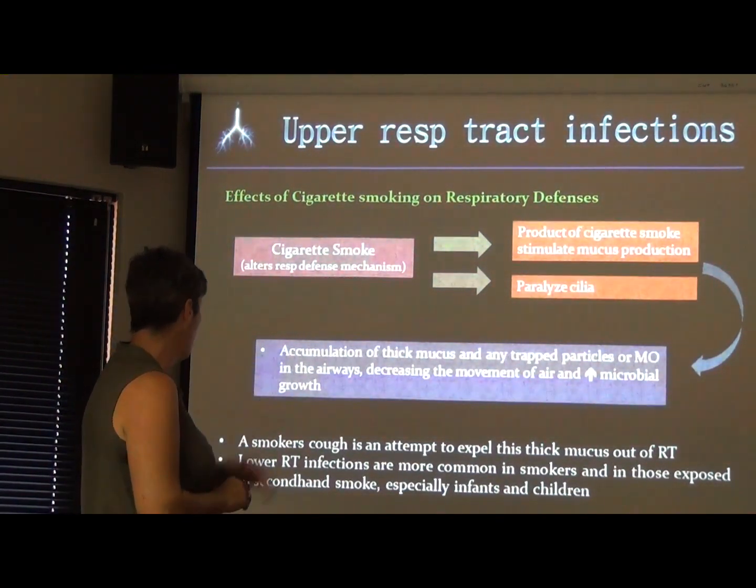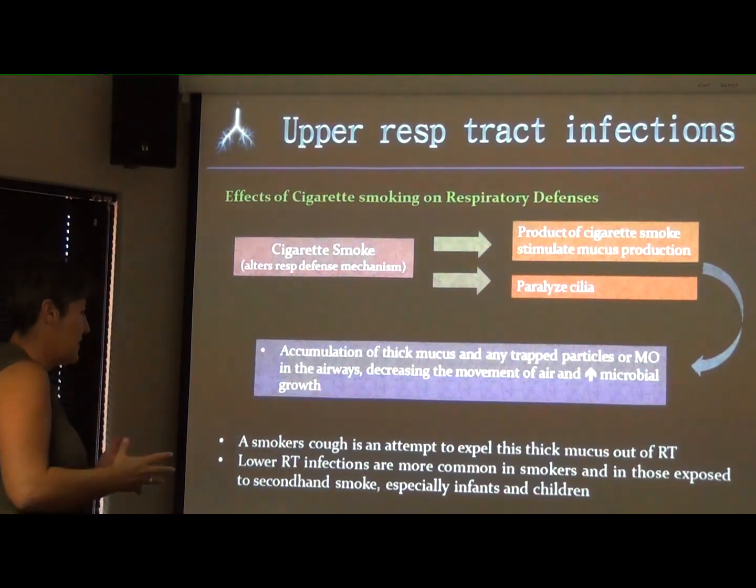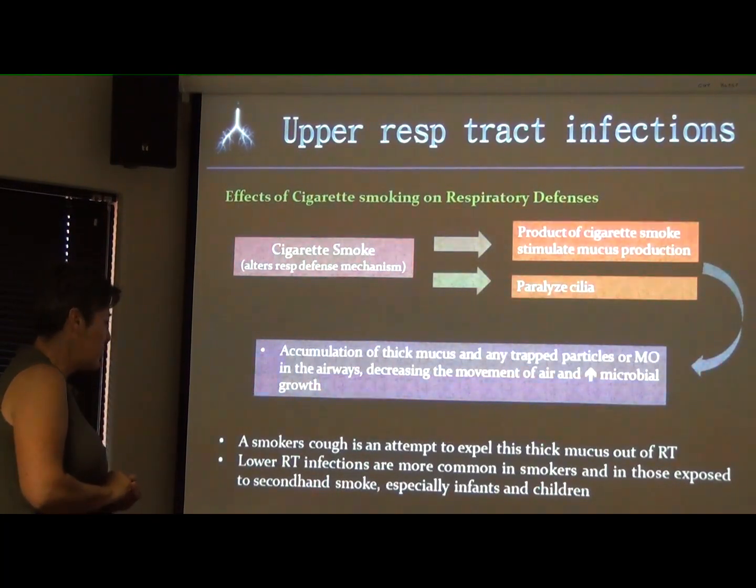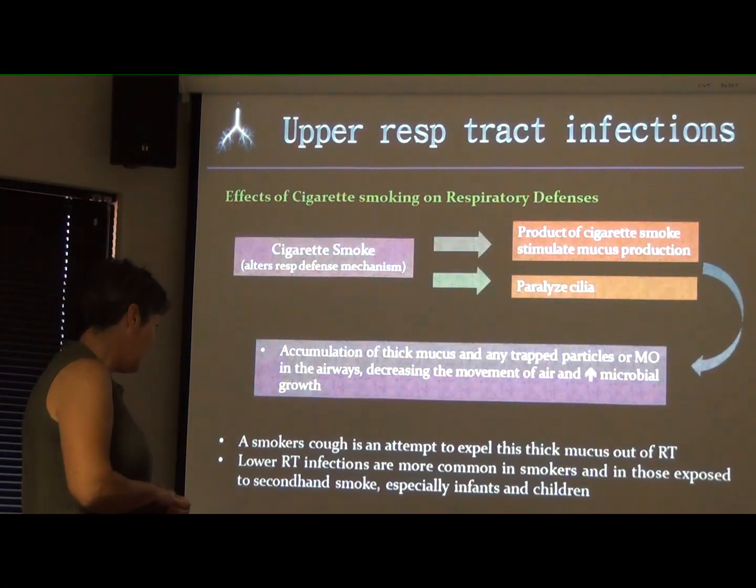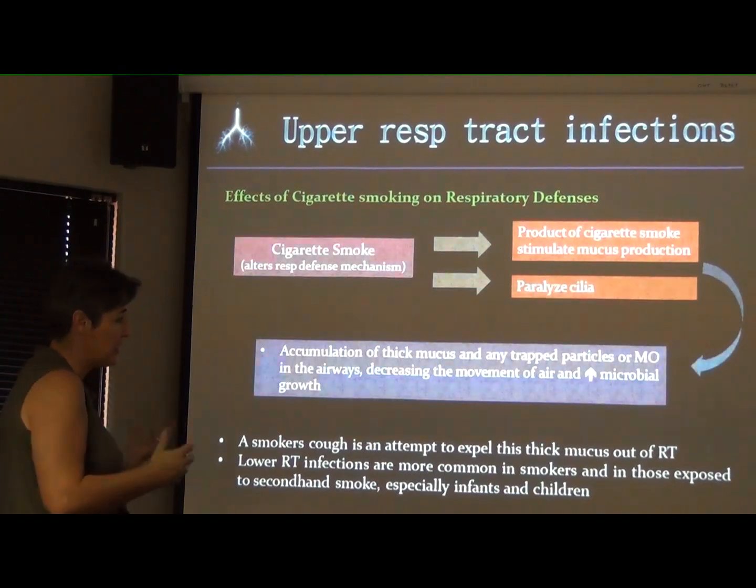That's basically what I said there. The smoker's cough, which I referred to in the mornings, is an attempt to expel this thick mucus. And lower respiratory tract infections are more common in smokers and in those exposed to second-hand smoke, especially in the case of infants and children.